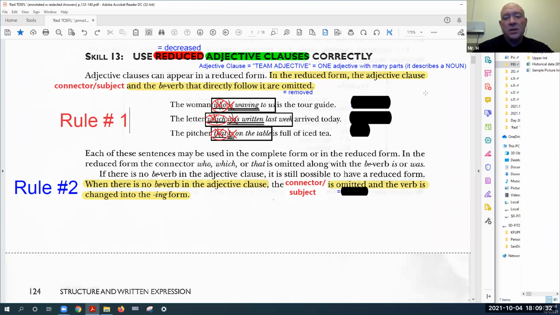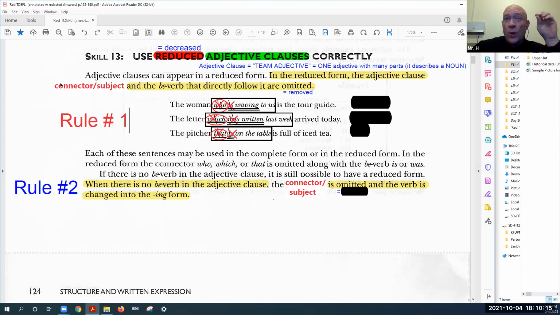Now, over here it says connector subject. Is that connector or subject? It's a connector and subject at the same time. Last night we did skill 12. Remember skill 12? And the connector in skill 12, was it just a connector? No, it's connector and subject at the same time. Ah, it was also the subject, right? The second subject, okay?